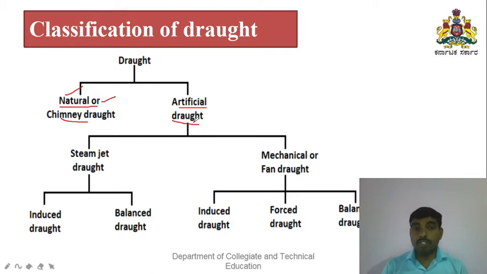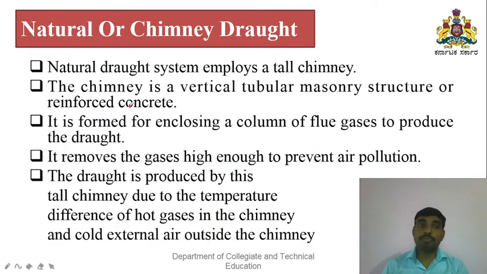These artificial draughts are again classified into steam jet draught, and mechanical or fan draught. The steam jet draught is again divided into induced draught and balanced draught. The mechanical or fan draughts are classified into three: induced draught, forced draught and balanced draught. So these are the overall classification of draught systems used in a power plant. Let's take them one by one.